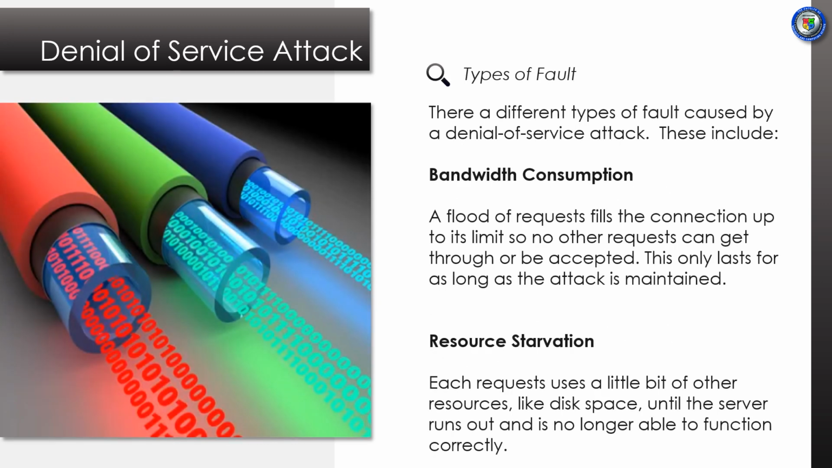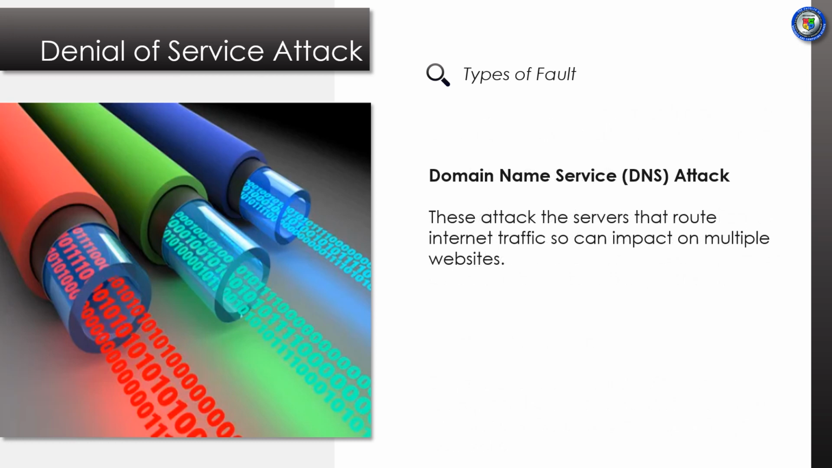There are many different types of fault caused by denial of service attacks. With bandwidth consumption, a flood of requests fills the connection up to its limit so that no other request can get through or be accepted. This only lasts for as long as the attack is maintained. Whereas with resource starvation, each request uses a little bit of other resources, like disk space, until the server runs out and is no longer able to function correctly. We also have DNS attacks. These attack the servers that route internet traffic, so can impact on multiple websites.